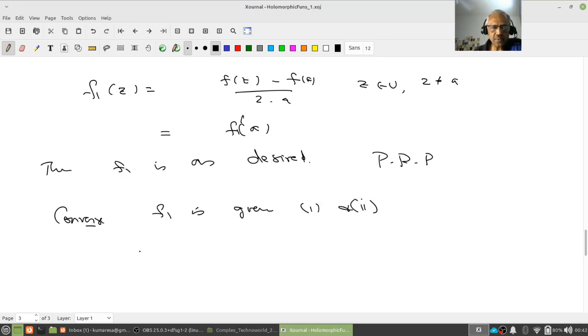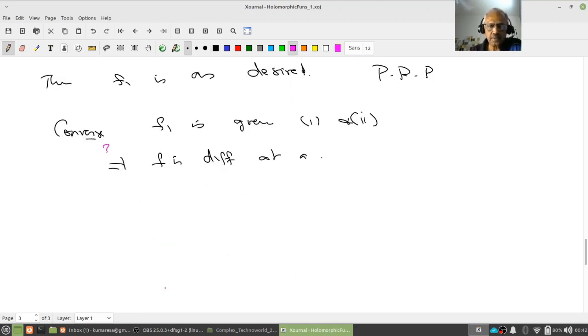Okay, then I want to show f is differentiable at a. Right, this is what we want to show. Okay, so to show that, what is it that I have to do? I have to look at (f(z) - f(a))/(z - a), where z is in u.